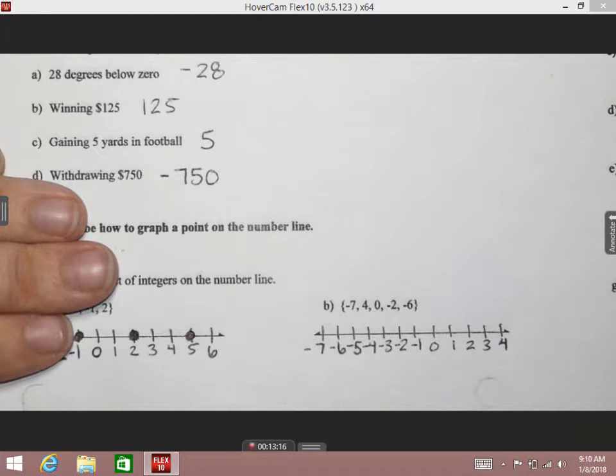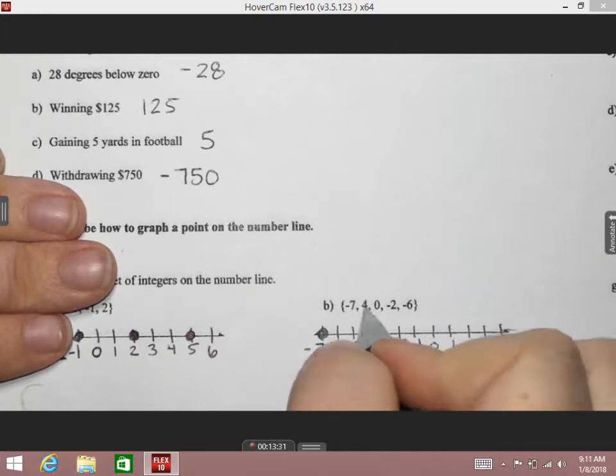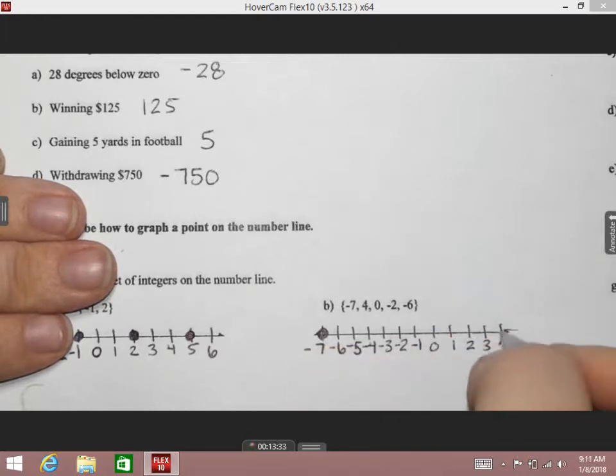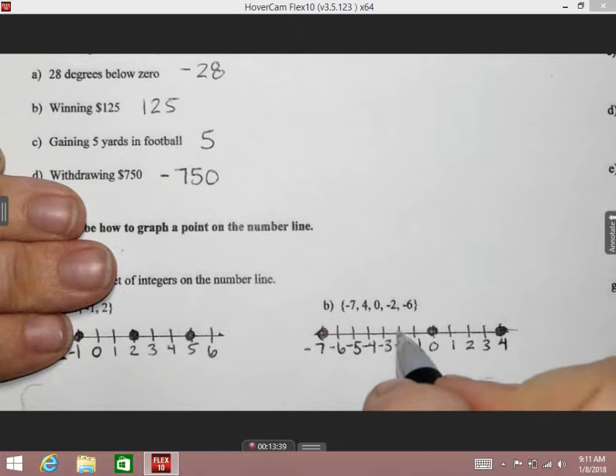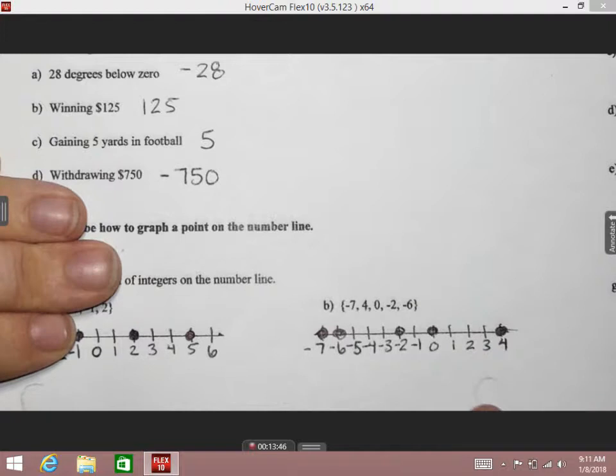Okay. If you ran out of room, just draw your number line longer. You can extend your number line further if you need to. So if I needed to draw my number line further, I could just make that line go longer. All right, so let's put our points on there. -7 needs a dot. +4, so make sure you're going to the right of 0 to do your 4. 0, -2, and -6.